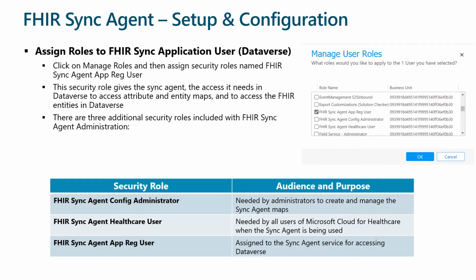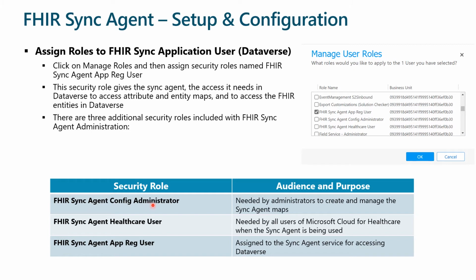After creating the application user in Dataverse, you need to assign roles. You can assign the roles from manage roles on that user and select the FHIR Sync Agent app rest user. This role gives the sync agent the access it needs on the Dataverse side to access attribute and entity maps.